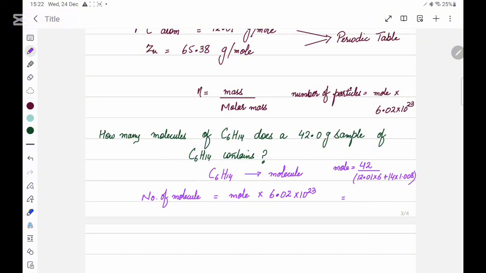So the final answer for moles comes out to be 0.4874 moles. I'm just going to put the values there. So that is going to be 0.4874 times Avogadro's number. So how much does that come out to be? That is 2.94 times 10 raised to power 23. So these are the number of molecules that we have found from here. Thank you so much for watching.